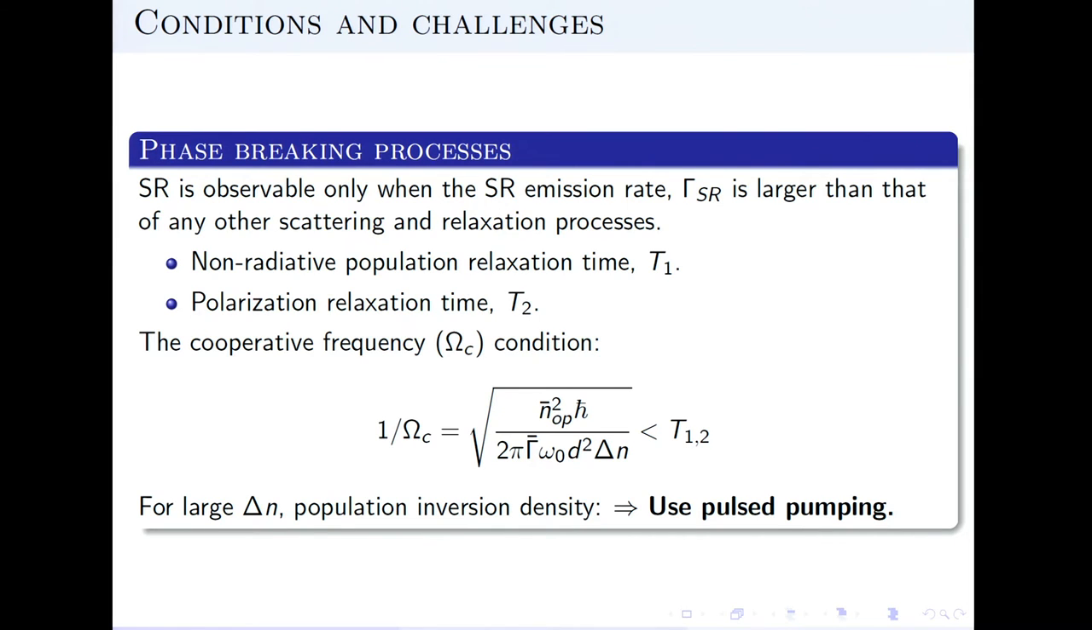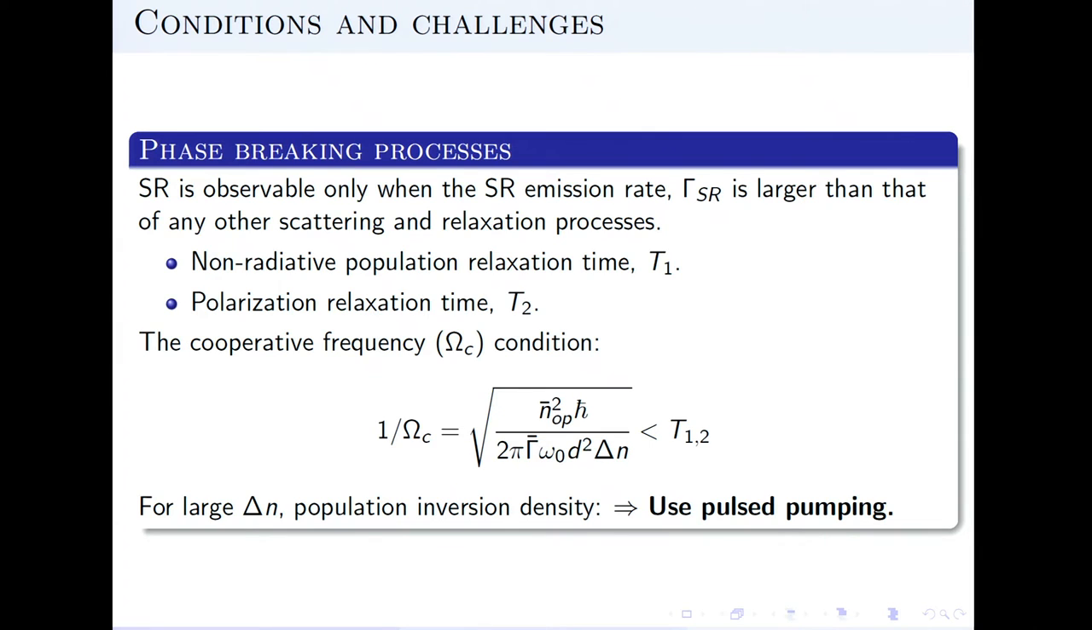Now, we have two things to keep in mind about what challenges are down the road, because those challenges include two phase-breaking processes that otherwise would be detrimental in seeing superradiance. The first one is non-radiative population relaxation time described by the characteristic time T1. So you could have quenching by non-radiative energy transfer, for instance. The second is polarization relaxation time, when the dipoles are going to change orientation before the superradiance happens. And so these two are captured by the cooperative frequency condition.